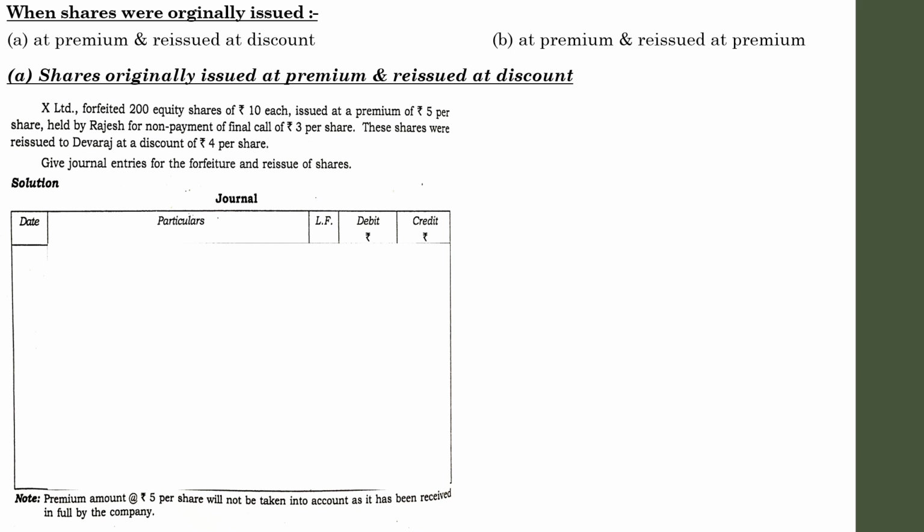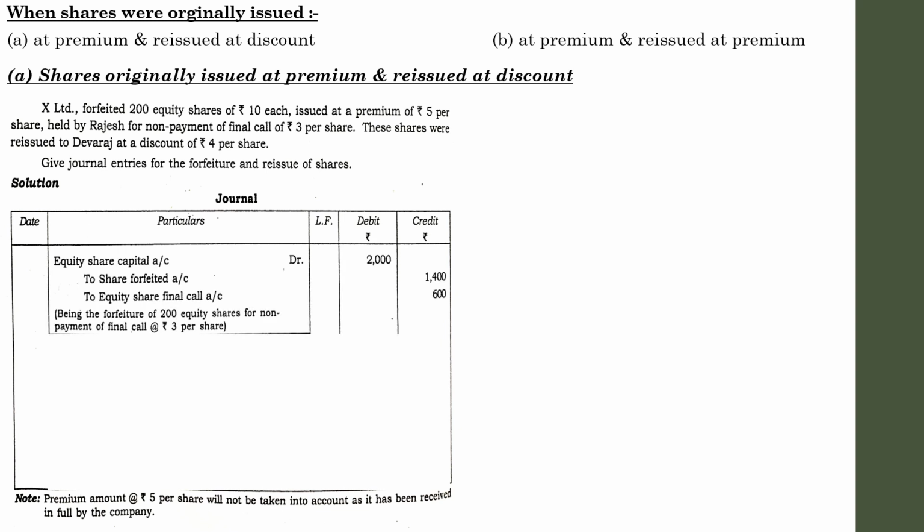Since this is a case where the forfeiture happens because of the failure to pay the call money, you need not worry about the premium. So as the note suggests, the premium amount of rupees 5 per share will not be taken into account as it has been received in full by the company. In this situation, you just consider the value of the installments alone. Don't consider the amount of premium.